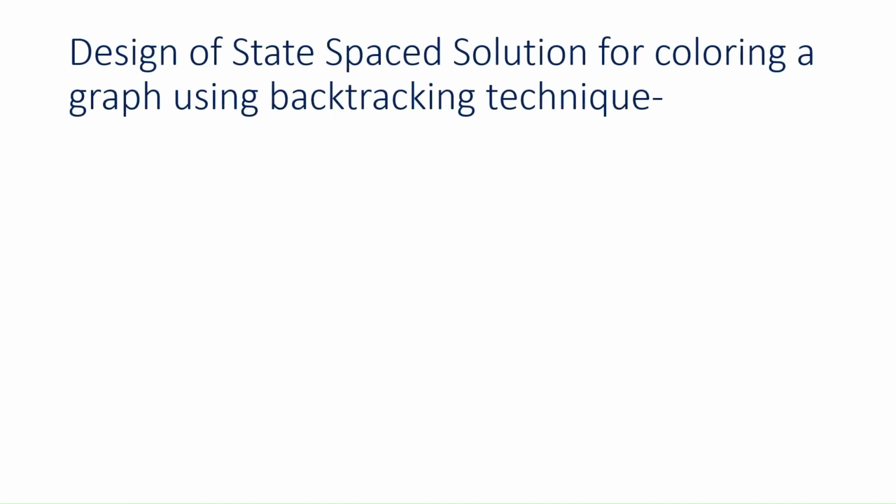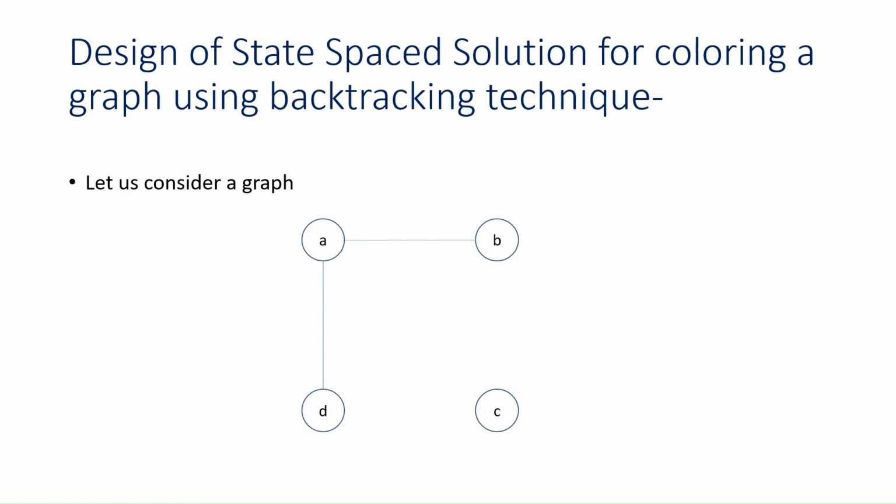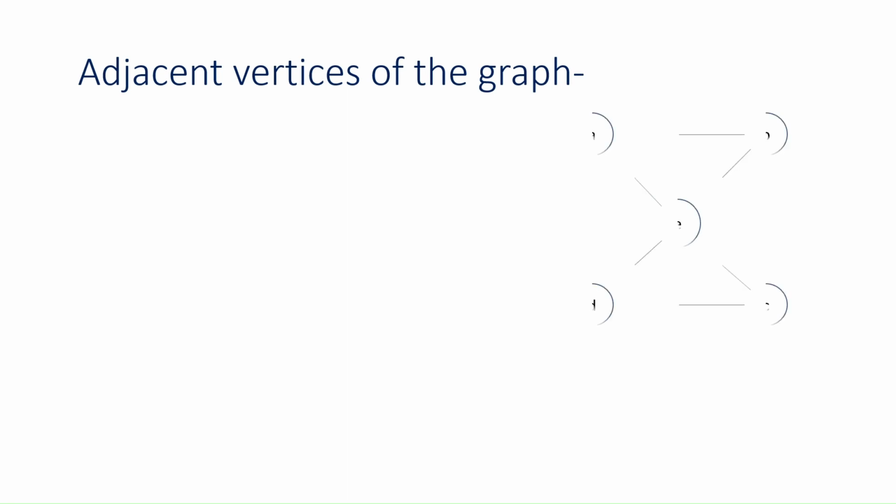Let us discuss the design of state-space solution for coloring a graph using backtracking technique. I am taking a graph. So this is the graph I have taken. As we learned before, graph coloring is all about coloring the vertices of a graph. Firstly, we have to make a list of adjacent vertices of this particular graph.